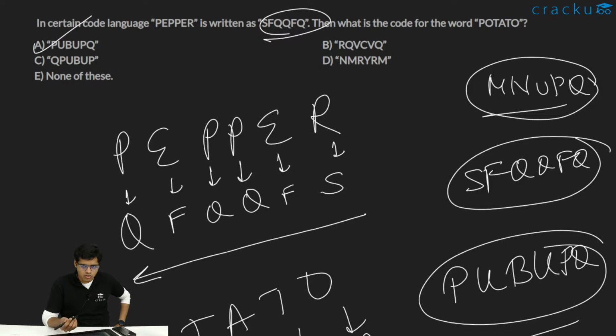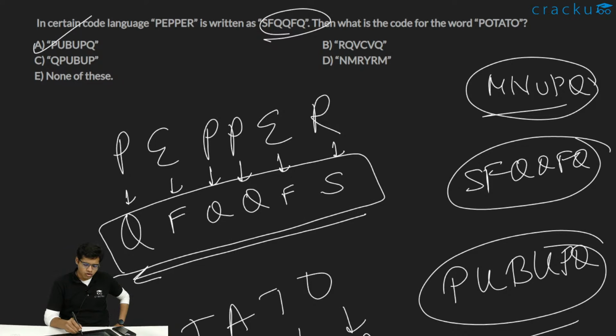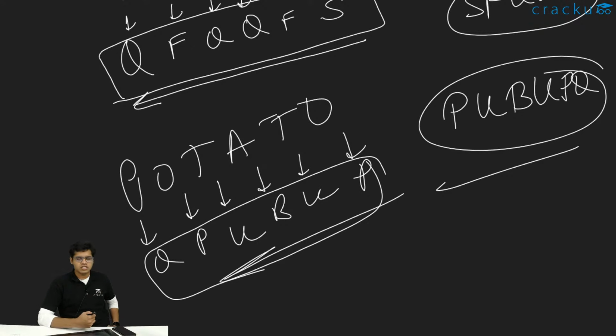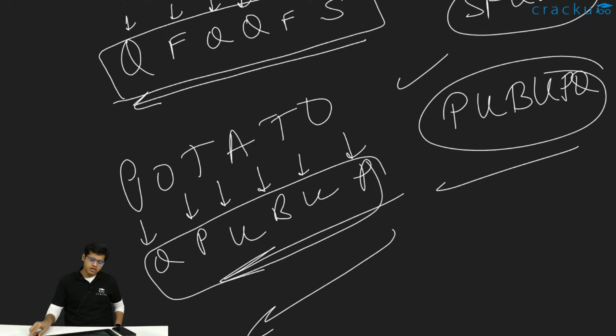Now, how do you get the actual code? You get the actual code by reversing this code, which means if you read the code from right to left, you will get the actual code. Same thing we can do here also for potato. We will just take the letter after the given letters. After P, Q comes. After O, P comes. After T, U comes. After A, B comes. After T, U comes. After O, P comes. So you have got this code, and then just read it in the reverse direction. So we'll get the final code PUBUPQ. Is it clear, Ria?